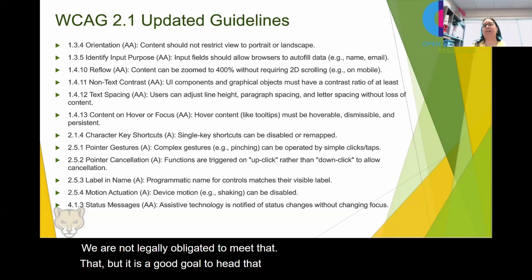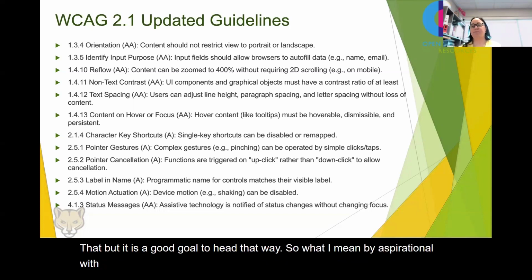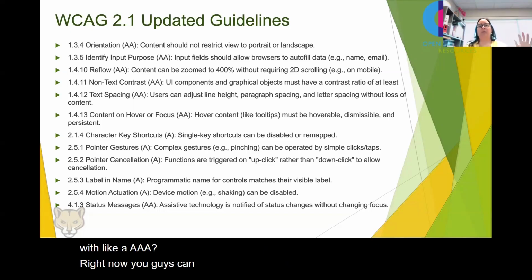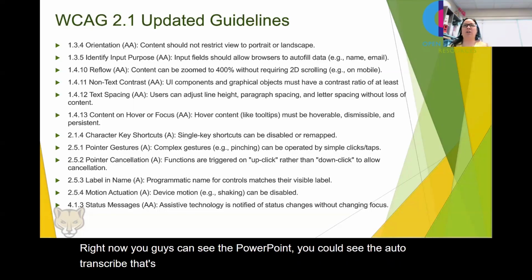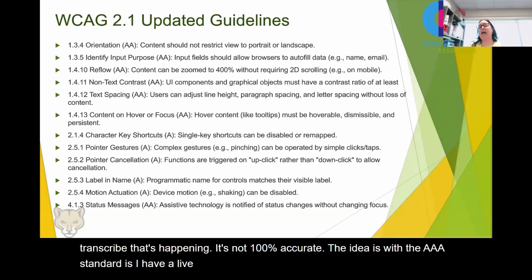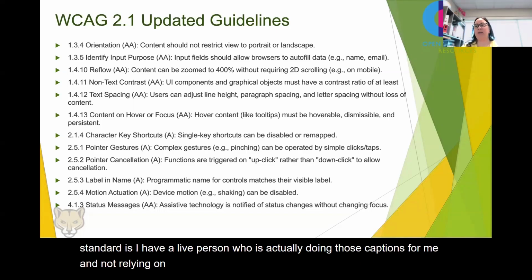What I mean by aspirational with the triple A is, right now you can see the PowerPoint, and you can see the auto transcribe that's happening. It's not 100% accurate. The idea with the AAA standard is I have a live person who is actually doing those captions for me and not relying on AI to do it.